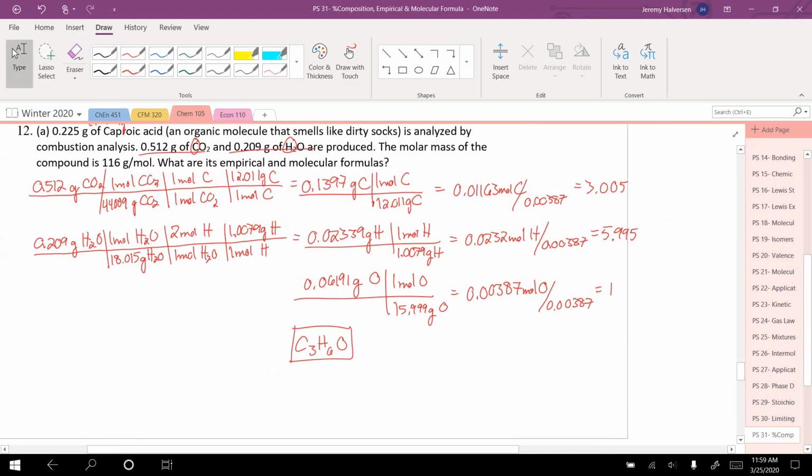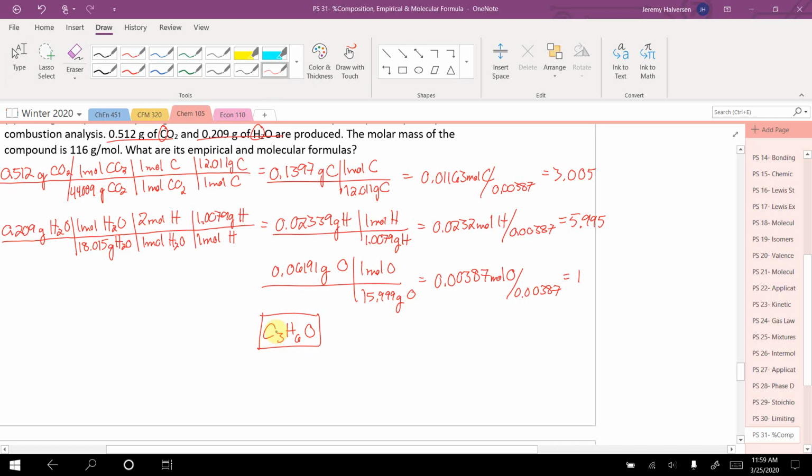Now the molar mass is 116. So let's find the mass of this guy. The molecular weight here is 3 times 12 plus 6 plus 16, so molecular weight is 58 grams per mole. The actual one's 116 grams per mole. Well, 116 divided by 58 gives me 2. So my molecular formula is C6H12O2.